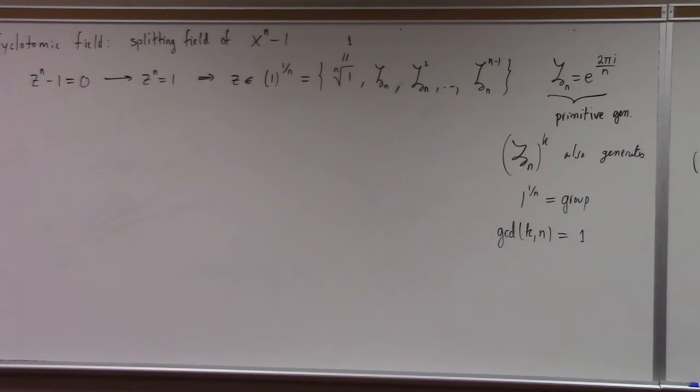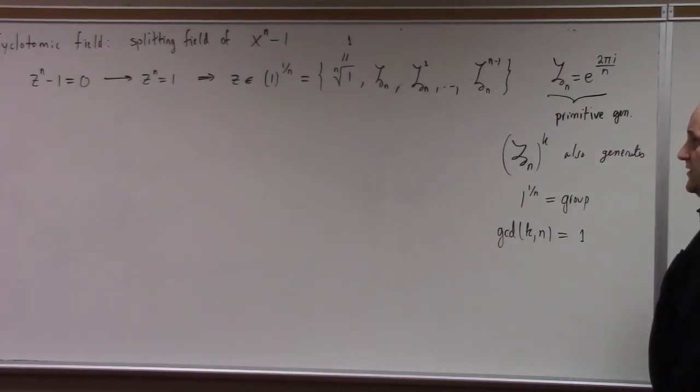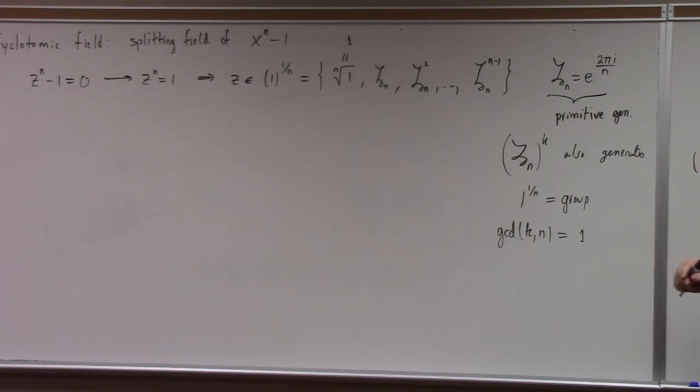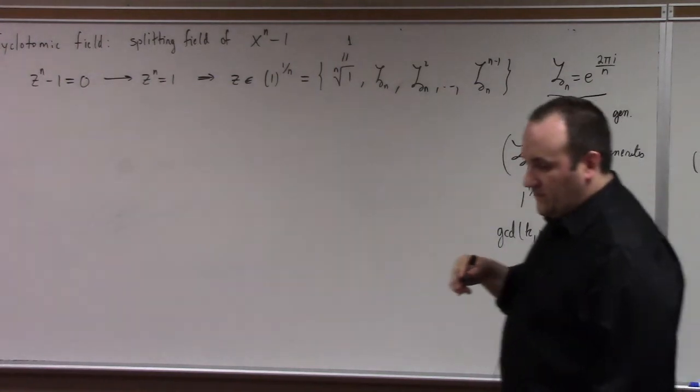For example, over here, the fourth root of unity, i is the primitive generator. What else is relatively prime to 4? Not 1, not 2, 3, right? i cubed is minus i. So i and minus i are the generators for the fourth roots of unity, for example. And you can generate the third roots of unity with either zeta sub 3 or zeta sub 3 squared. They're both generators, right? For example.